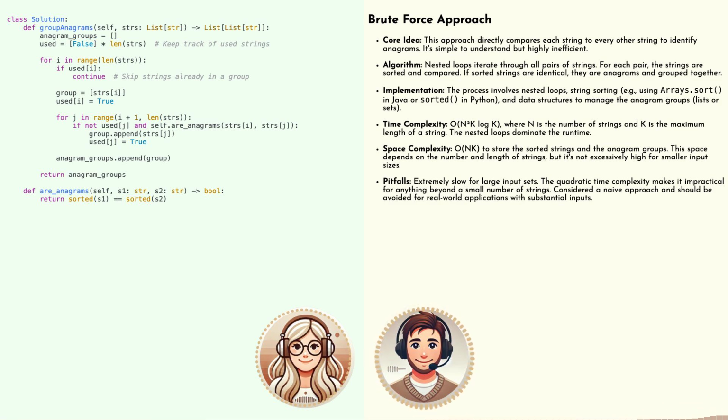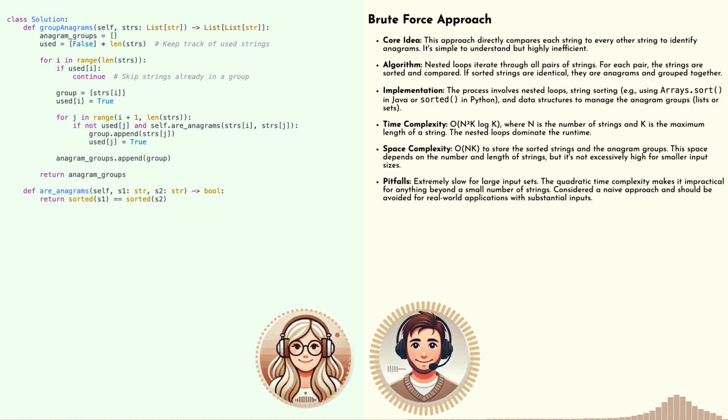Okay, so brute force. Help me out here. What would that look like for grouping anagrams? It would involve a lot of comparisons. You'd take each word on your list and compare it to every single other word to see if they're anagrams or not. I can see how that would work. But wouldn't that be super slow, especially with a humongous list of words? Exactly. That's the main drawback of brute force. The number of comparisons grows really fast as your list gets bigger. We're talking about a time complexity of O(n squared), where n is the number of words. So not ideal for efficiency.